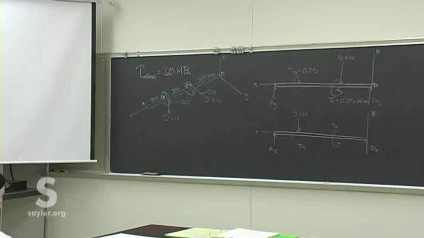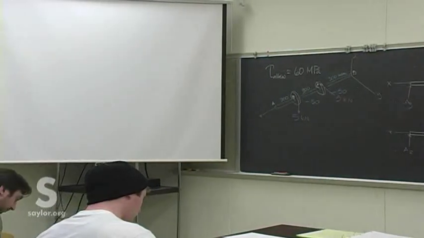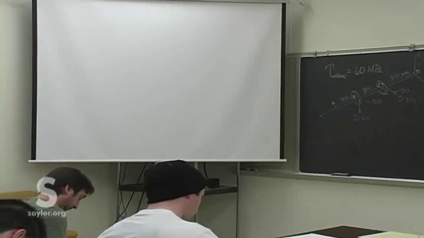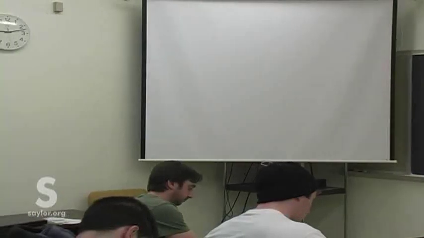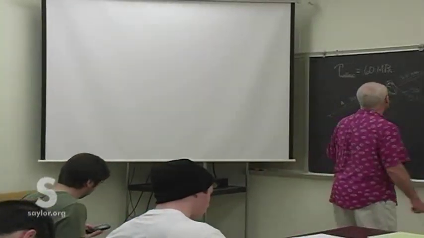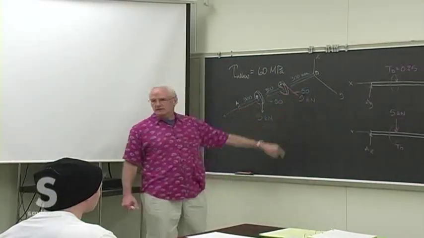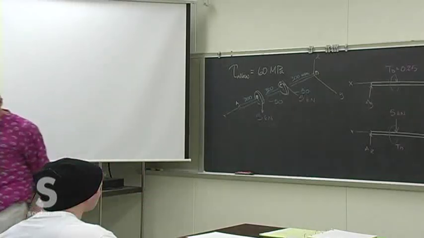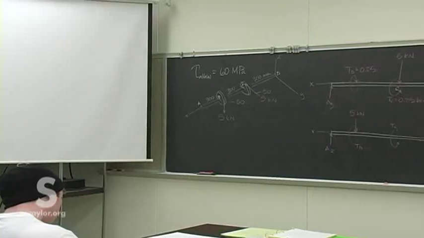All right, everybody got a picture of what we're doing? No, David doesn't have a picture either. Okay, and that 0.25 is just the 5 kilonewtons at 50 millimeters moment. Phil, make sense? Comfortable, Tommy?